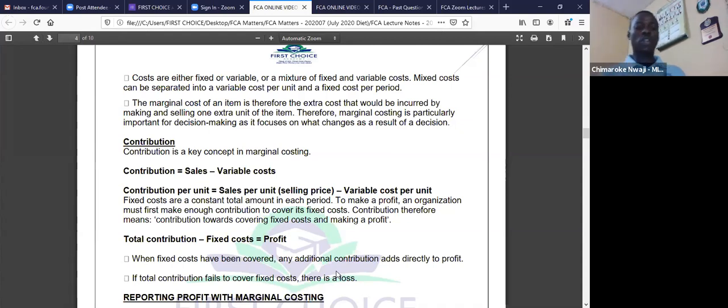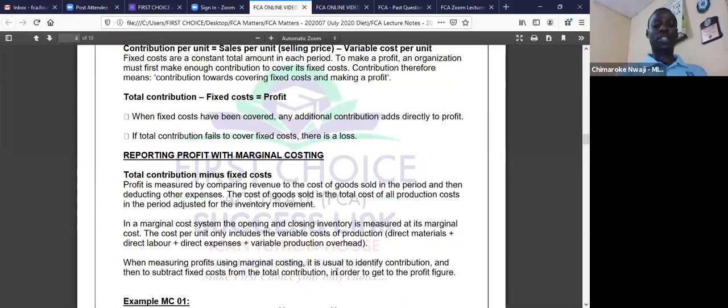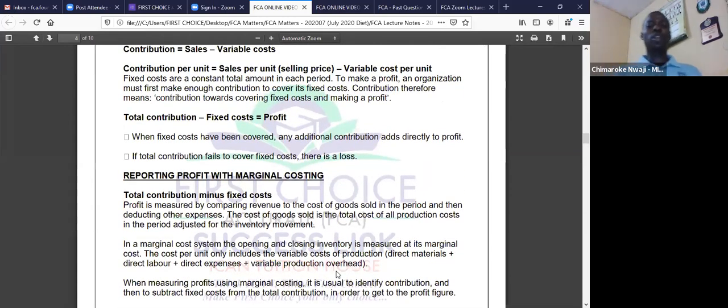Now, let's go into reporting profits with marginal costing. How do we report profits with marginal costing? Now, total contribution minus fixed cost. That's what we mentioned here. Profit is measured by comparing revenue to the cost of goods sold in the period, and then deducting other expenses. That is how we calculate profit normally. So we say revenue minus cost of sales, that will give you gross profit normally. Then we deduct other expenses, will give you profit.